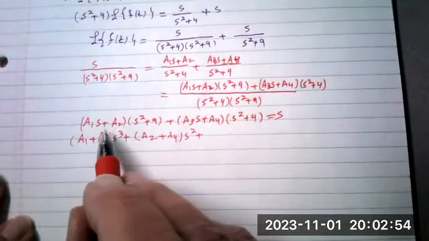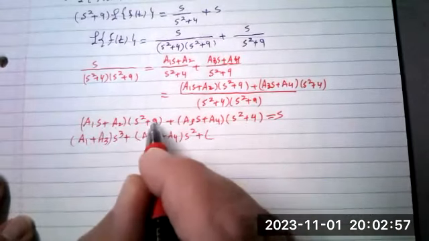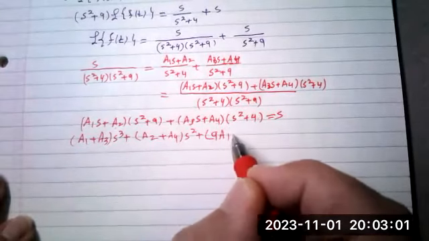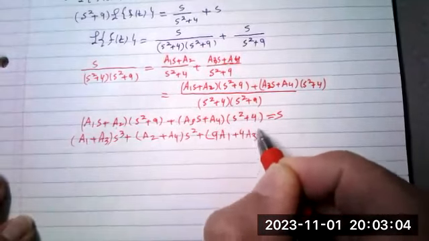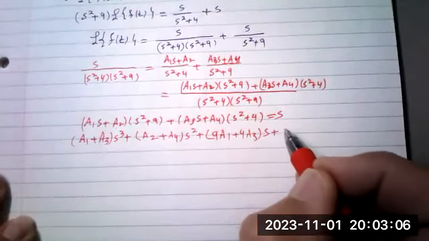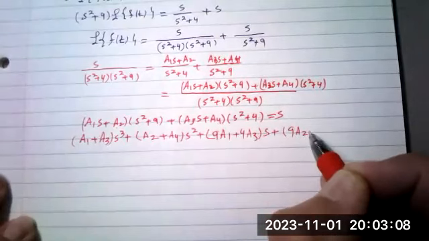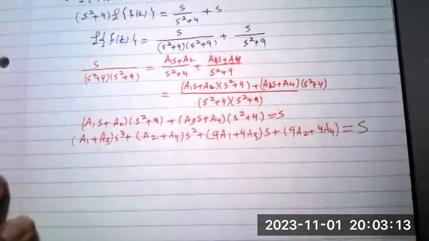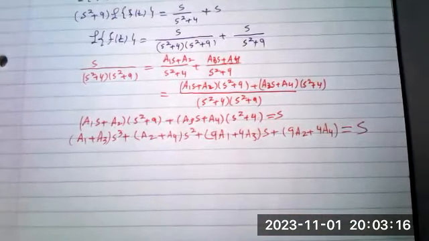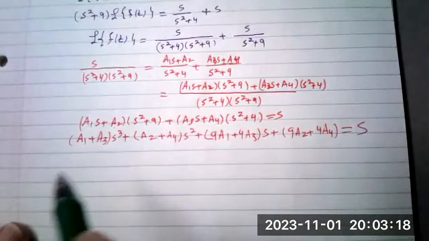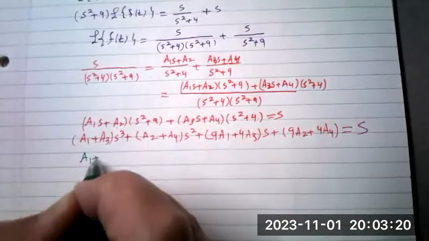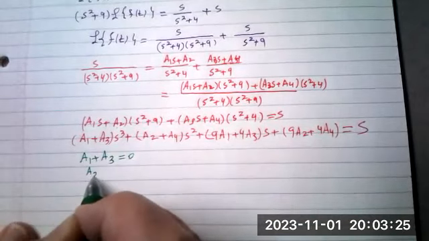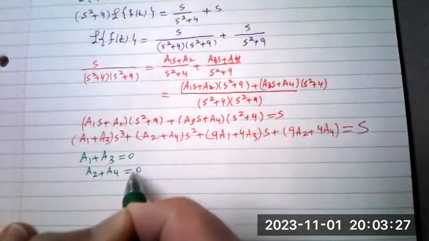And sorry, there is an S, yes. There is an S: 9A1. You get the S and 4A3, S, constant. 9A2 plus 4A4, constant, equals this. If you match the coefficients, there is no x cubed on the other side, so A1 plus A3 would be 0. There is no s squared on the other side, so A2 plus A4 equals 0.